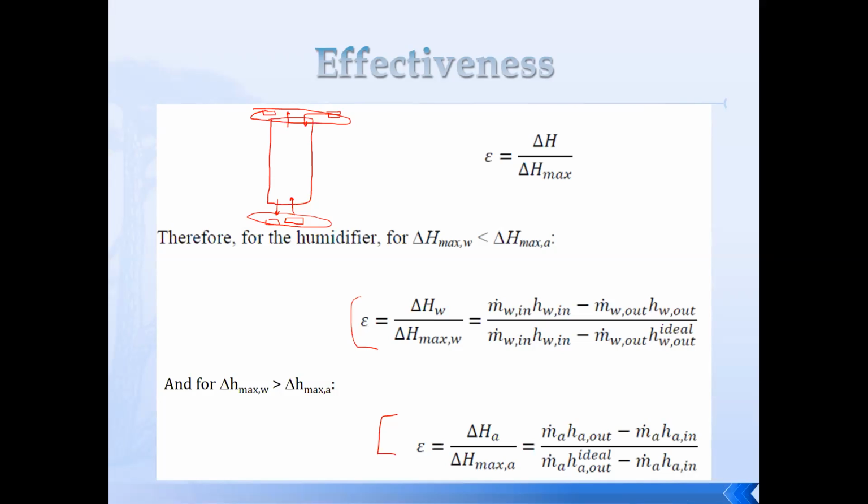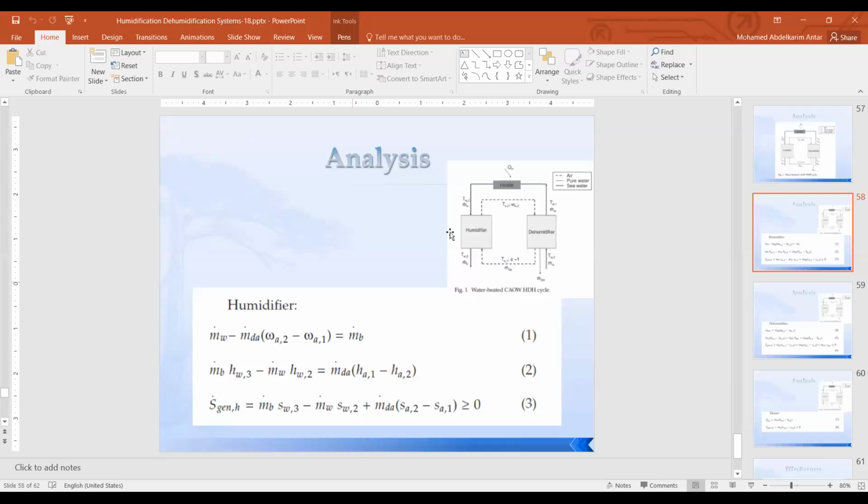So the point that we are going to consider for our analysis is going to rely on the value of effectiveness of the humidifier on the water side, as you can see here, and the value on the air side, as you can see here, and we take the higher value of both of them. The same thing is going to be done for the dehumidifier. Last time I wrote the equation of the effectiveness of the dehumidifier and showed how it looks.